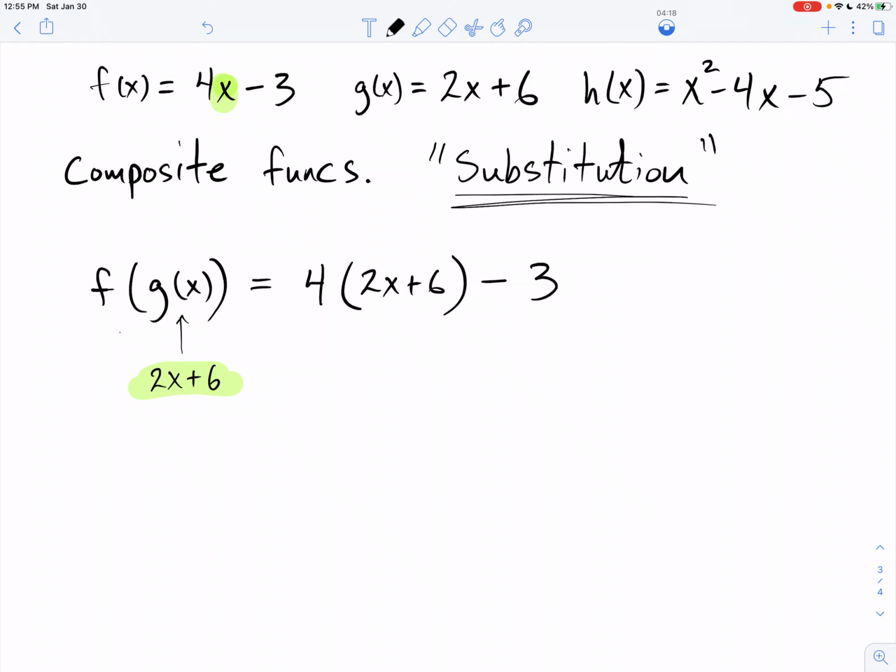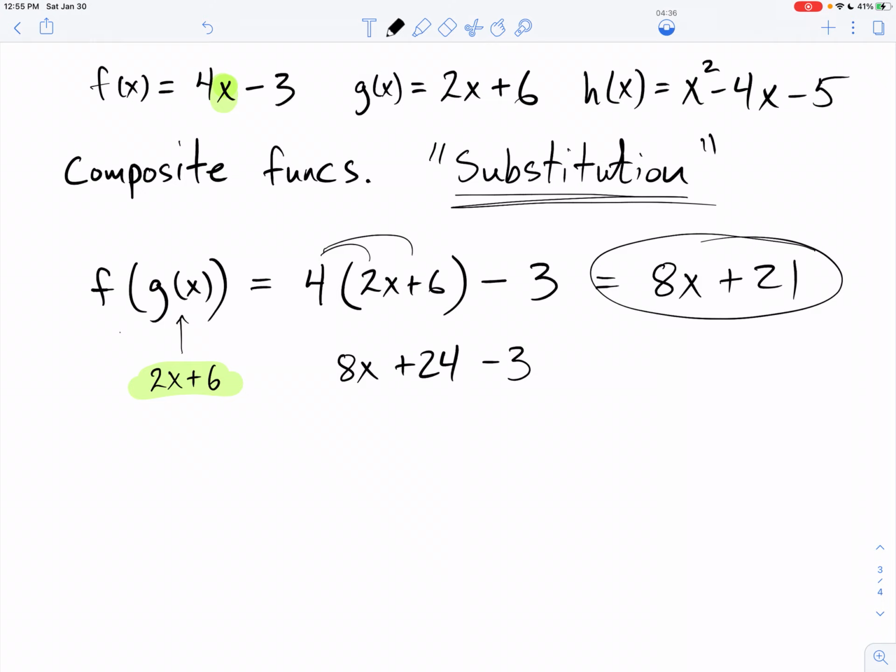But I'm not done. I don't just leave it there. I clean it up. I make it pretty. I go 8x plus 24 minus 3. So the grand total, what do I get? 8x plus 21. That's what I get. 8x plus 21. What is that guy called? He's called f of g of x. What did I do? I substituted 2x plus 6 into the x value of the other function.